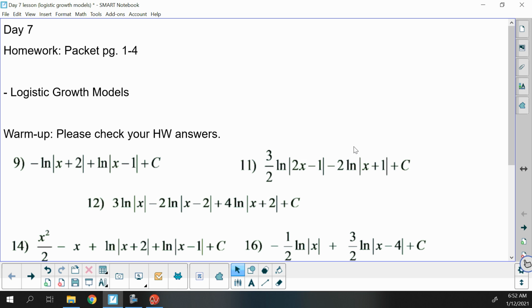Welcome to day 7. Homework tonight, we got pages 1 through 4 in our calendar packet.